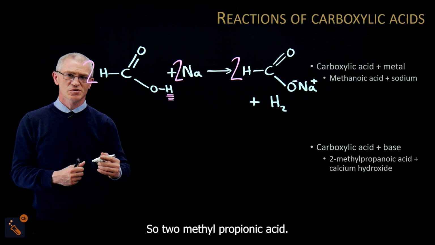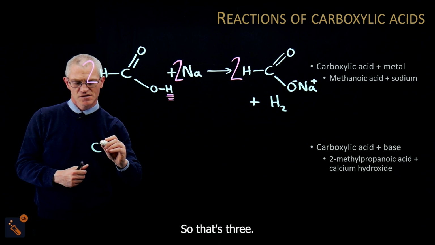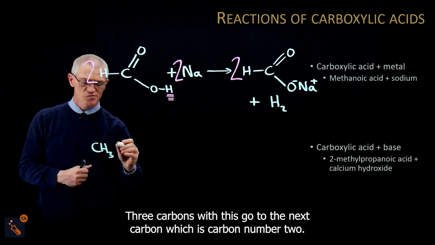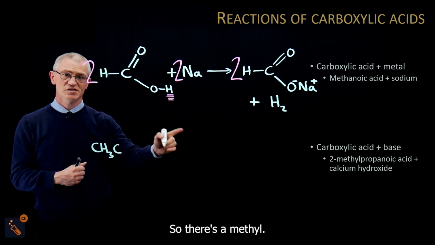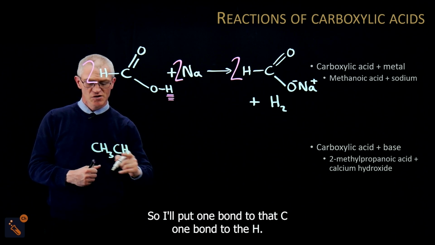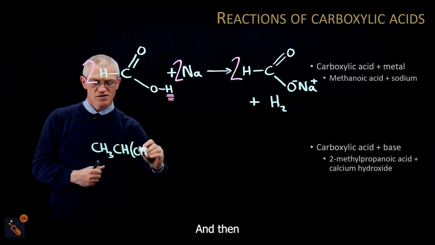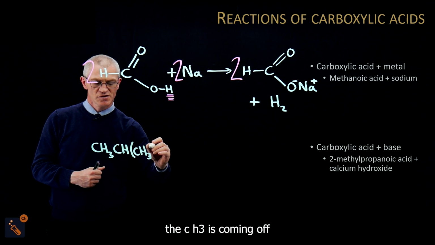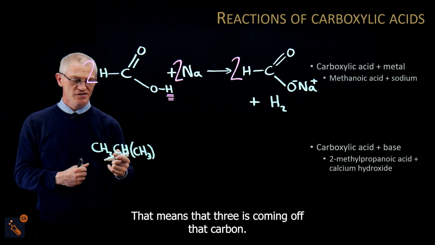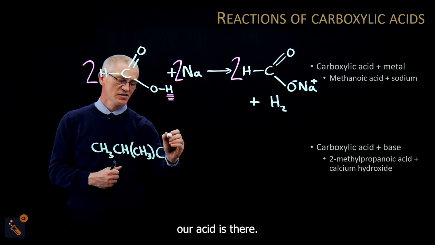So 2-methyl propanoic acid. So we've got prop, so that's 3 carbons. So let's go to the next carbon, which is carbon number 2. Now on number 2 it says there's a methyl. So I need the 4 bonds to the carbon. So I'll put 1 bond to that C, 1 bond to the H, and then the CH3 is coming off in a bracket there. That means that CH3 is coming off that carbon. And then our third carbon, because it's propanoic acid, is there.